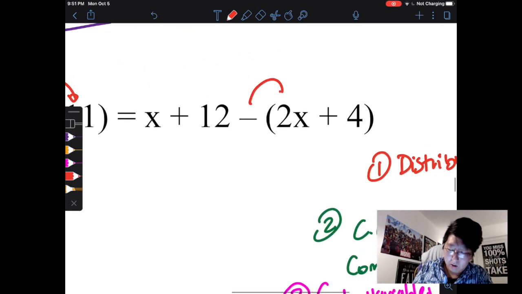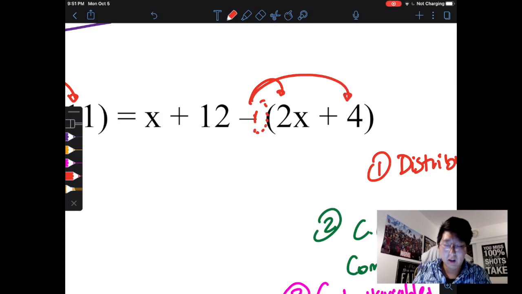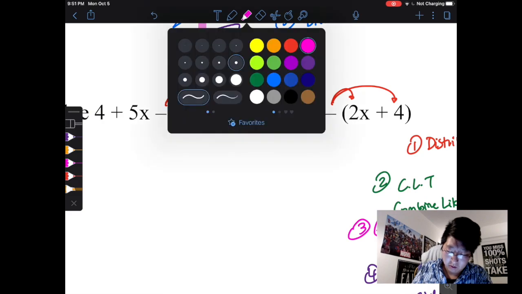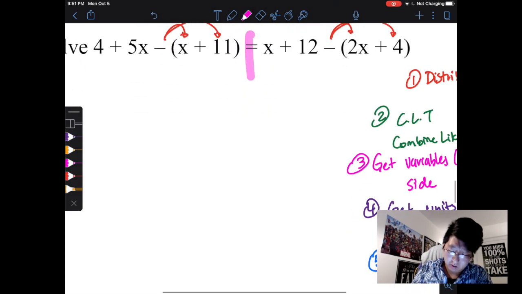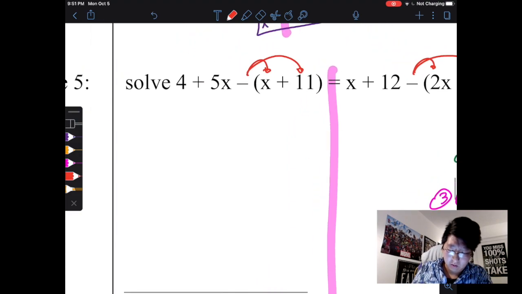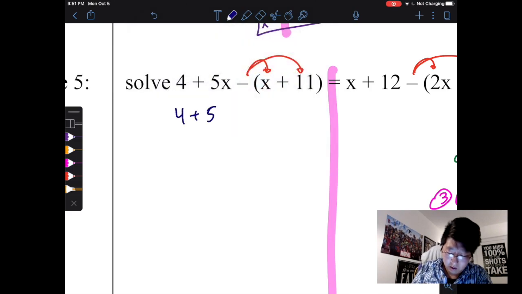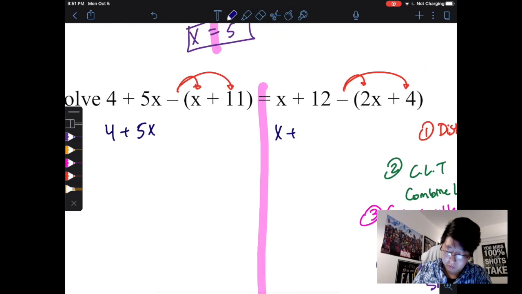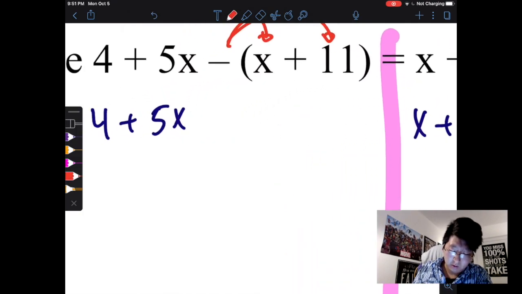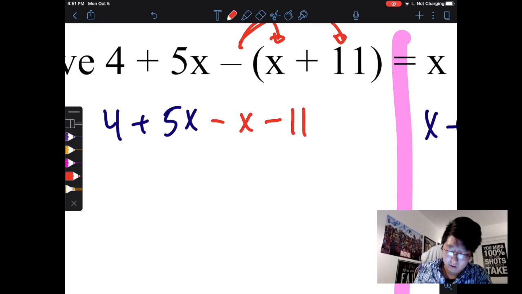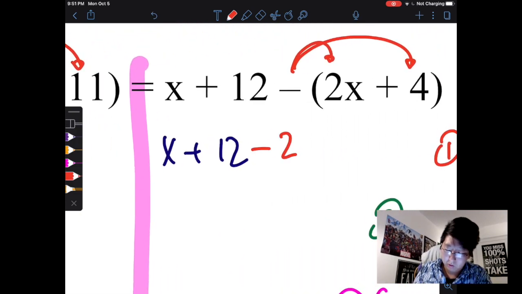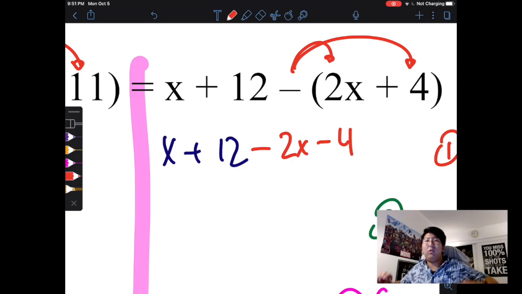Now notice right now everything is just a negative. There's going to be a number here at some point that we have to distribute, but right now, don't worry about it. So let's draw a line. We have 4 plus 5x. On the right we have x plus 12. And once we distribute this, we have -x minus 11. And over here, we have -2x minus 4. So the first step here is to distribute. Voila.